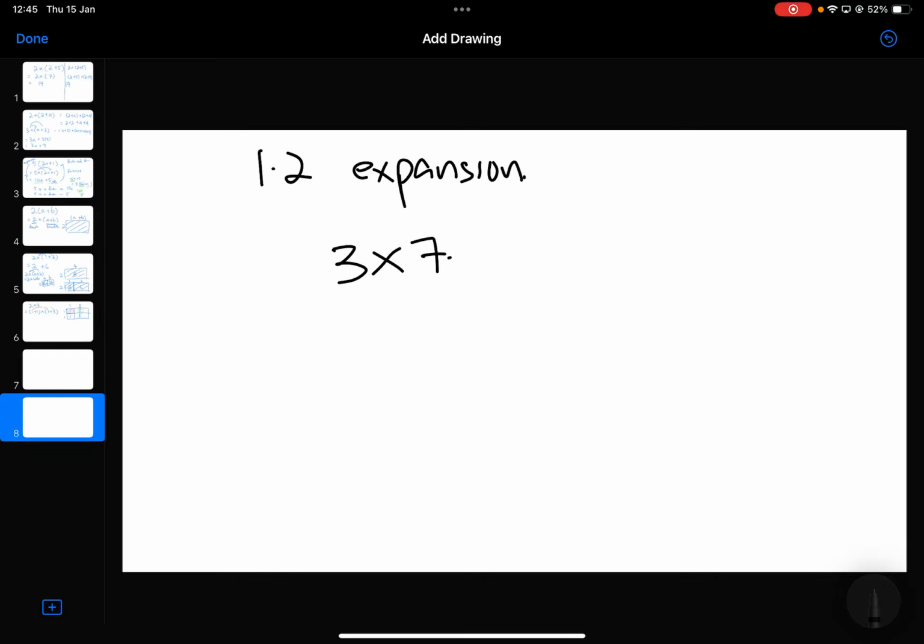Okay. 3 times 7. What is 3 times 7? 21. Okay. For whatever reason, let's say I can imagine there is a rectangle. 3 times 7 will give me the area.